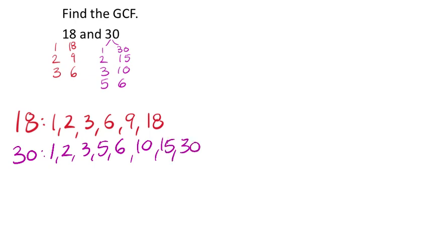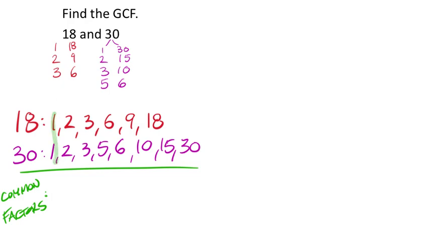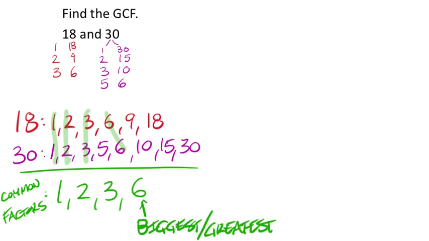There we go. Okay, so again, same thing here. What are the common factors? Well, our common factors would be numbers like 1, 2, 3, and 6. So we can list these: 1, 2, 3, and 6. And 6 right there is the biggest or greatest. So we would say the greatest common factor of 18 and 30 is 6.